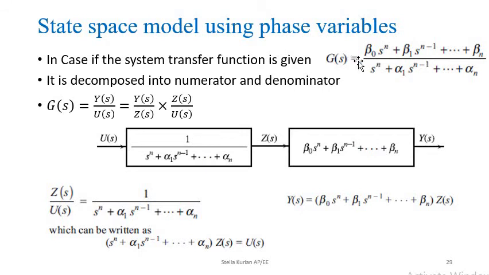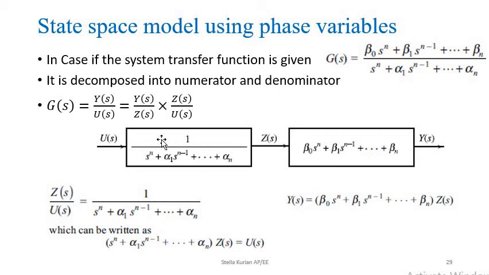Now, in order to model using phase variables, we will decompose this transfer function into two transfer functions. That is, G of s, which can be taken as Y of s by U of s, where Y is the output and U is the input. This can be decomposed as Y of s by Z of s into Z of s by U of s. That is, the given transfer function is decomposed into two parts, and the numerator and denominator will be separated.